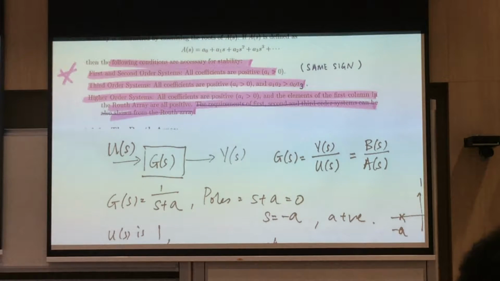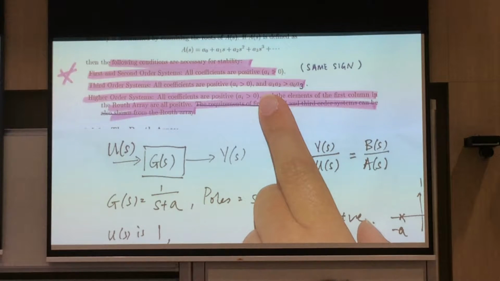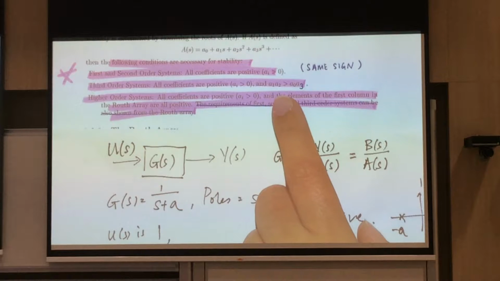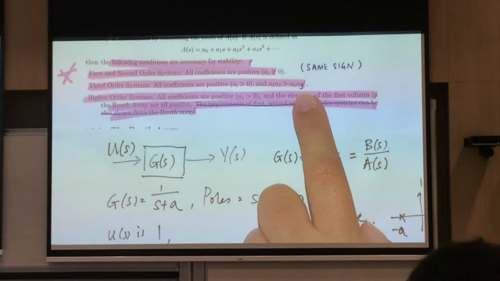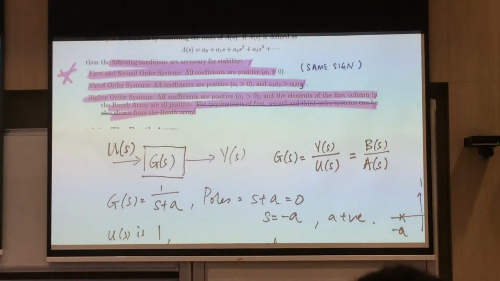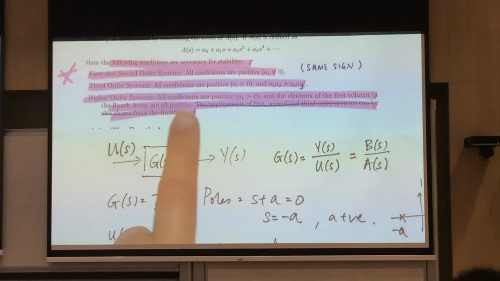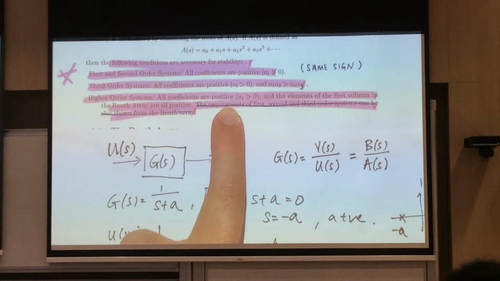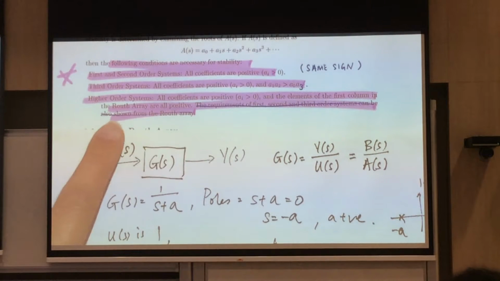For third order systems, the same condition applies, all ai must be bigger than 0, and in addition there's a certain condition here, and there's a typo, so change that. The second condition is that the product a1 times a2 must be greater than the product of a0 times a3. For any higher order system, we require all coefficients to be positive, and we need to form a Routh array and check that the elements of the first column in the Routh array are all positive.